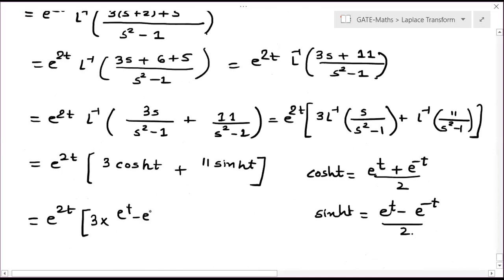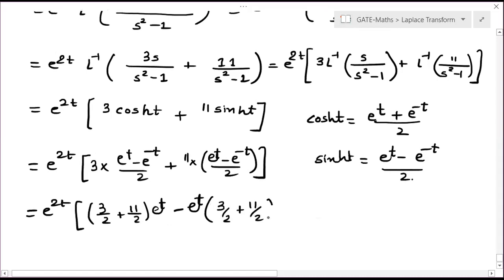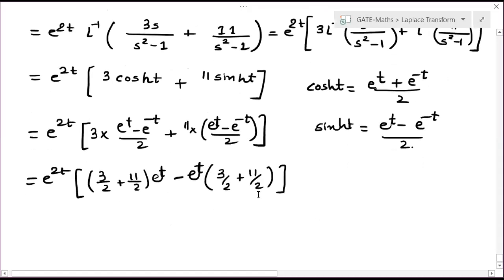E to the power t minus e to the power minus t by 2 plus 11 e to the power t minus e to the power minus t by 2. So if you observe coefficients of e to the power t, first let us take e to the power 2t outside only. So e to the power t is having coefficients 3 by 2 plus 11 by 2, minus e to the power t is having coefficients, minus I already have taken outside, again 3 by 2 plus 11 by 2, same or not? Right, isn't it? Oh, sorry, my mistake. For cos it is plus, na? Cos it is plus. So it is 3 by 2 minus 11 by 2. Okay.